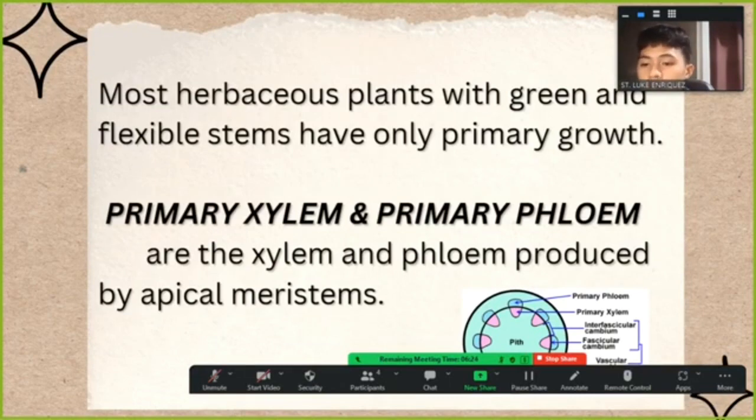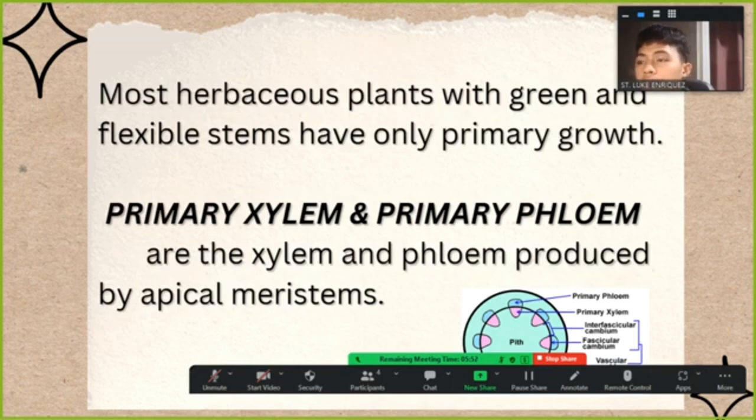Most herbaceous plants, or non-woody plants with green and flexible stems, have only primary growth. There is no secondary growth in herbaceous plants because they lack the cambium layer, or the growing part of the trunk of their vascular tissue. The lack of cambium layer is also why the stems of herbaceous plants are softer rather than wood, and die back every winter.